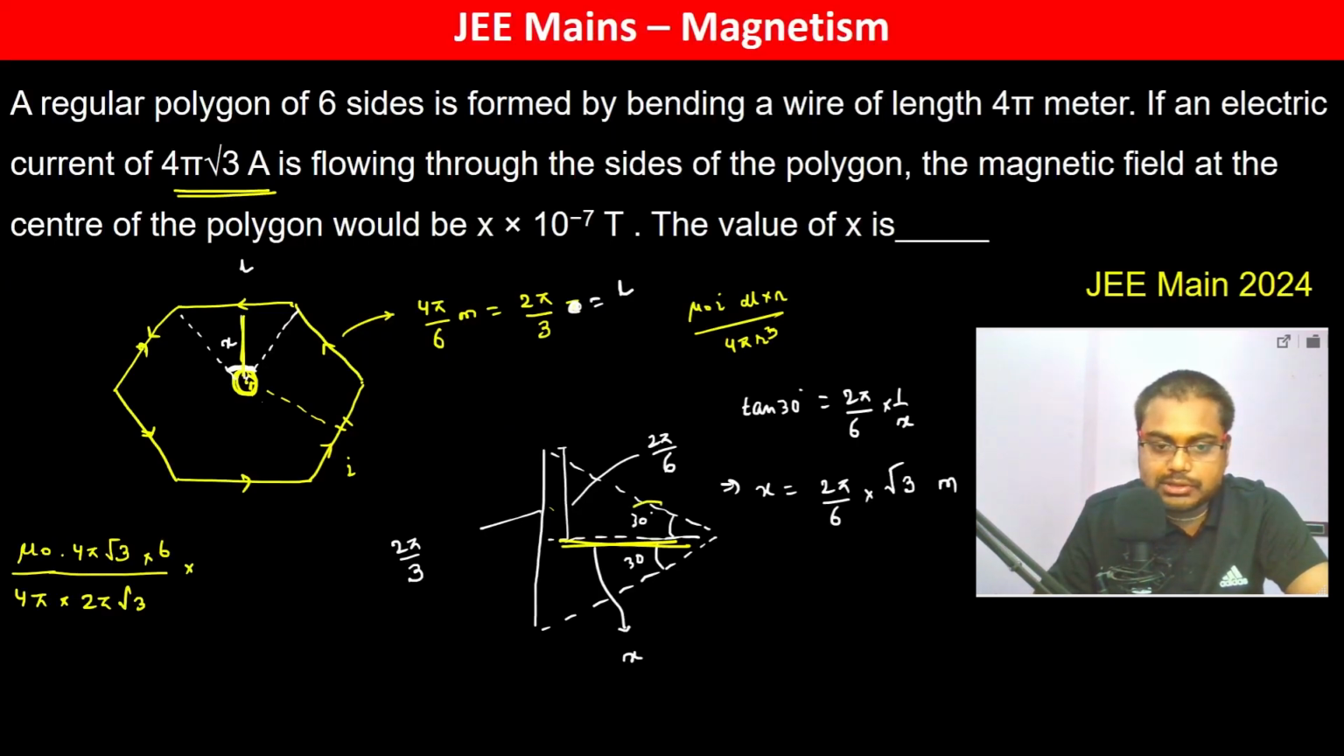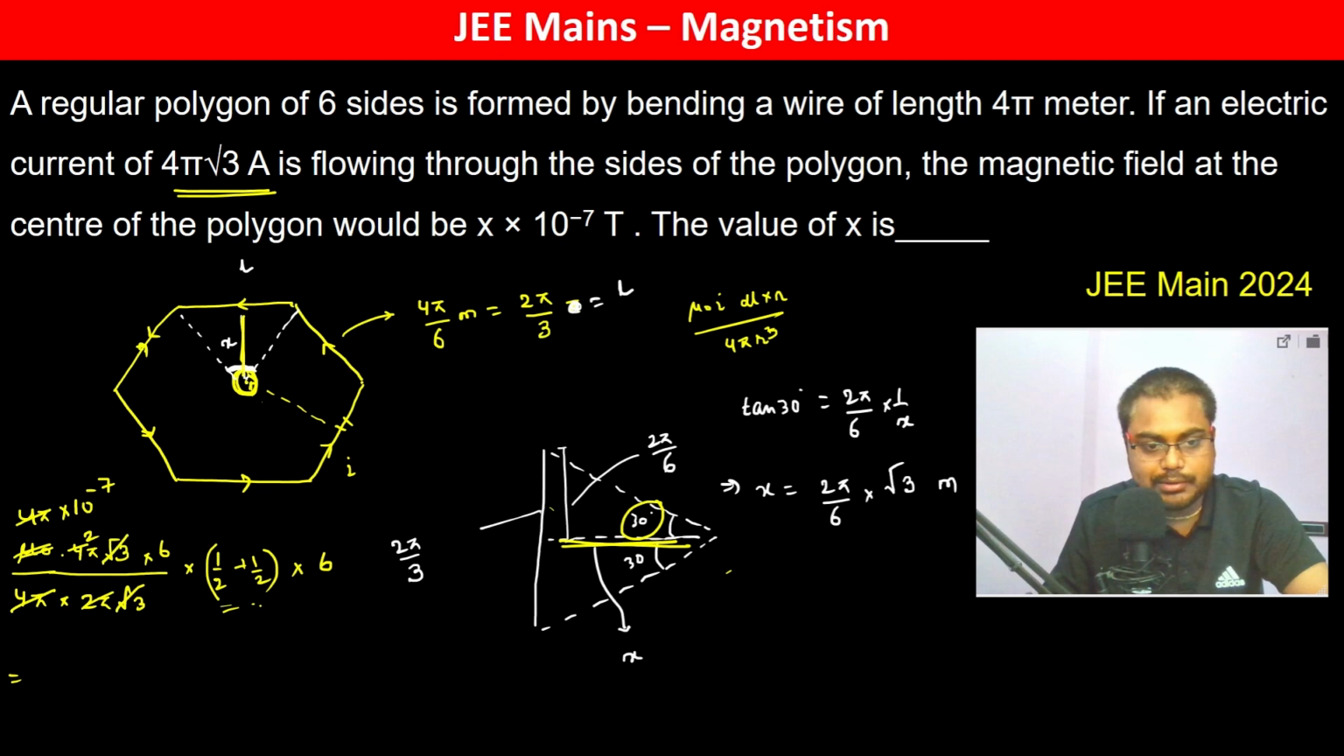So sine 30 degree is 1 by 2, so therefore 1 by 2 plus 1 by 2, and all these 6 sides are going to contribute, so therefore into 6. Okay, now what is mu naught? Mu naught is 4 pi into 10 to the power minus 7. So 4 pi is gone, 2 pi goes like 2 here, root 3 is gone, and this half and half becomes 1. 6 into 6 is 36, 36 into 2 is 72, 72 into 10 to the power minus 7 Tesla. So therefore the value of x becomes 72.